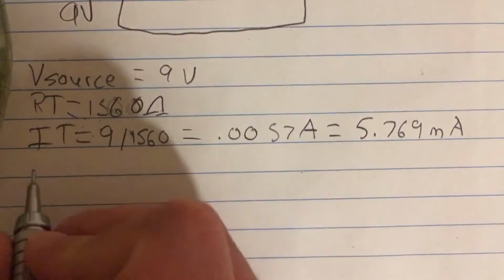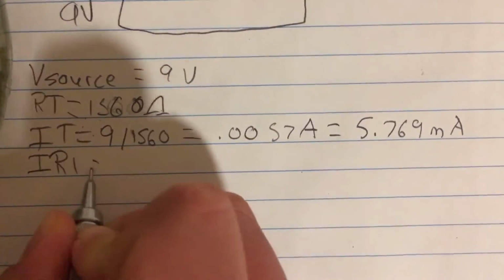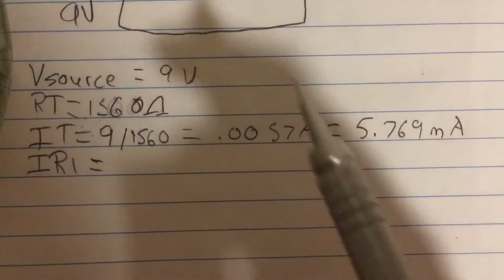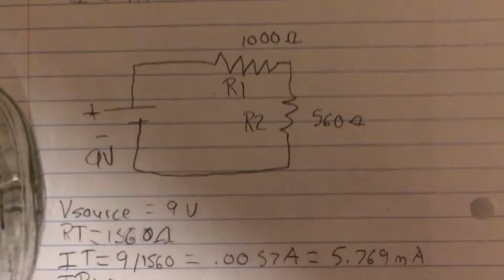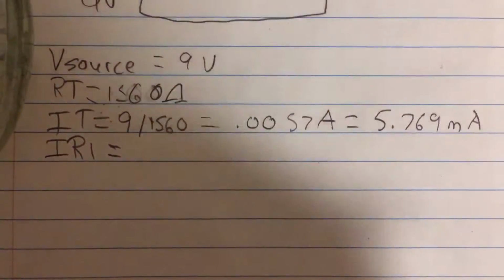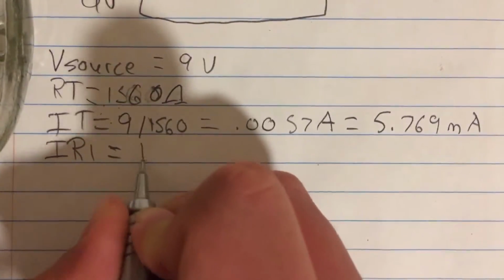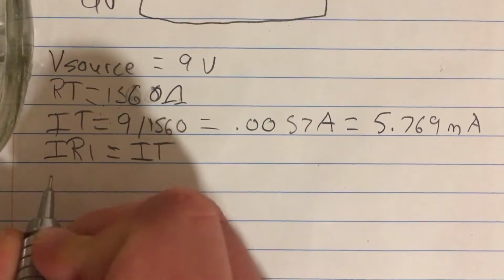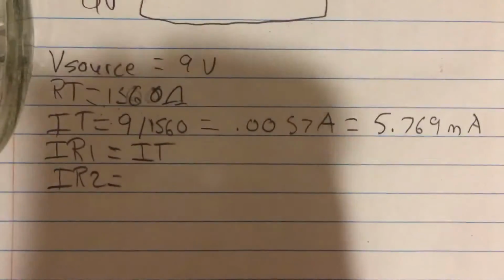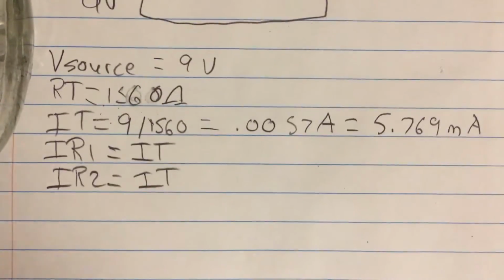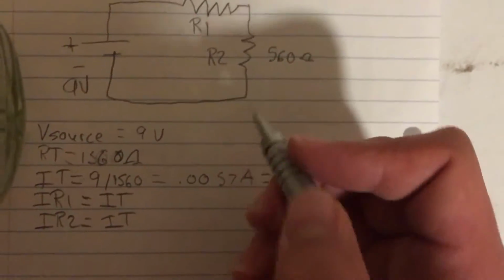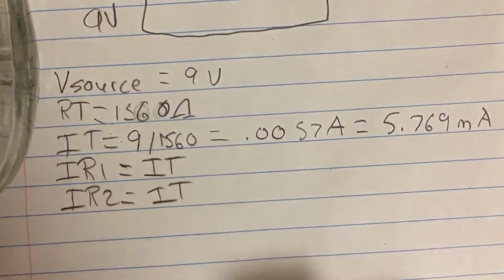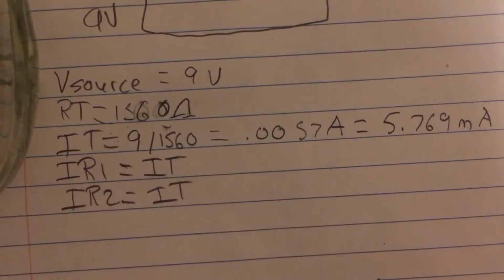Now let's say we want to find IR1. If you ever see a series circuit and a question asking you to find IR1, that is a trick question because IR1 equals I total. In series, current is always consistent. Same thing if someone asks you for IR2 or any additional resistors in series or any kind of attached devices. If this was an LED in the circuit, it would still be the exact same answer.